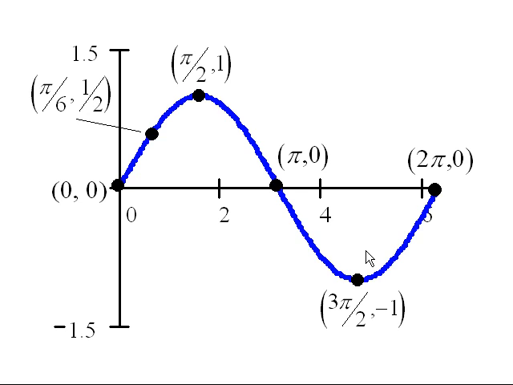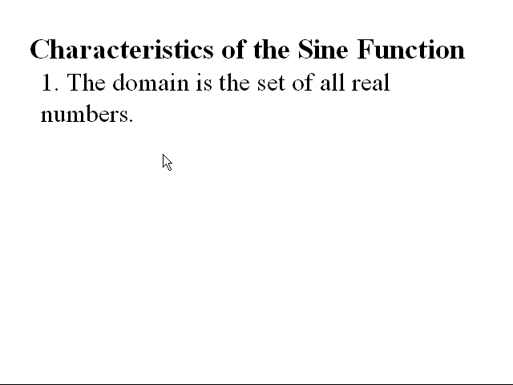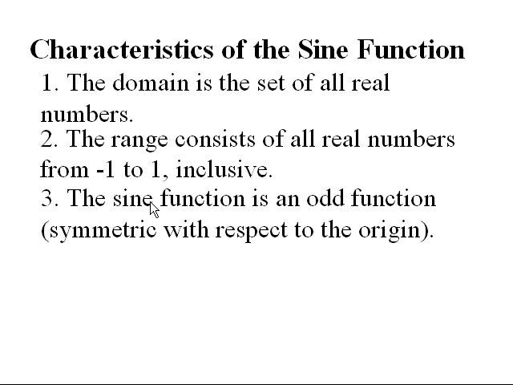So what can you conclude about it just by thinking about how the values go? The sine function has as its domain the set of all real numbers. You can take the sine of any angle. The range has to be a number that could be a y-coordinate of a point on the unit circle. That's a number from -1 to 1. The sine function has symmetry associated with it. It's an odd function, symmetric with respect to the origin.